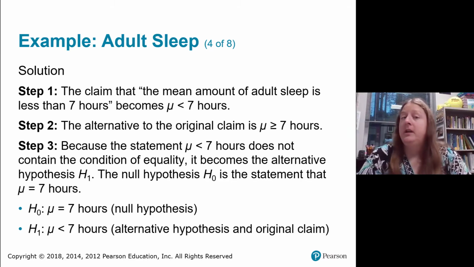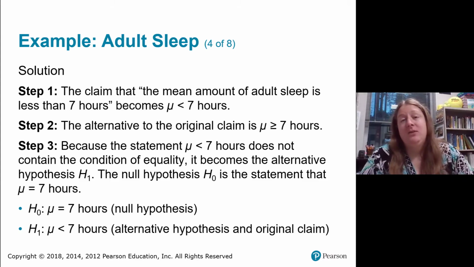So step 1 in our hypothesis testing: we're going to look at the claim that they made. The claim is the mean amount of adult sleep is less than 7 hours. If we use symbols to represent that, that's saying that mu is less than 7 hours. Step 2, we identify what the opposite of that claim is. The opposite of less than is greater than or equal to. So the opposite is that the mean is greater than or equal to 7 hours.